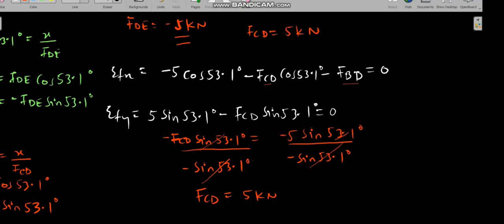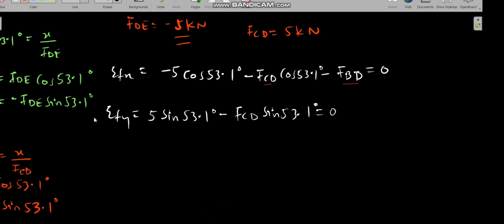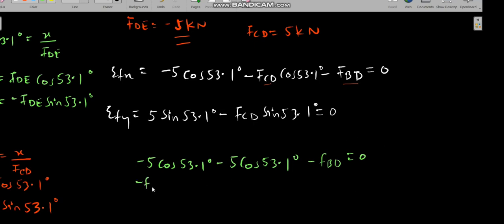So now that you know FCD equals 5 kilonewton, let's solve for FBD. We take the first equation and substitute FCD into it. Let me use a different color. That'll be minus 5 cosine of 53.1 degrees, minus FCD, so that's minus 5 cosine of 53.1 degrees minus FBD equals 0, right? So you can take these to the right hand side. We get minus FBD equal to 5 cosine of 53.1 degrees plus 5 cosine of 53.1 degrees.